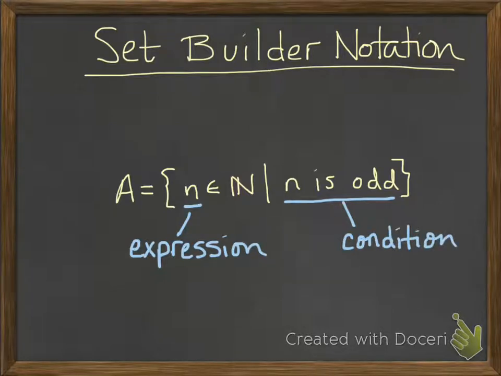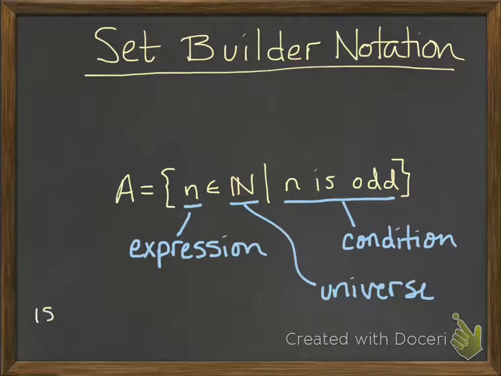The condition is the property that must be true if the value that's been assigned to n is to be in A. And then finally we have the universe. That is the set of possible values that you're allowed to consider. So in this case, the only things that could possibly be in A are natural numbers.